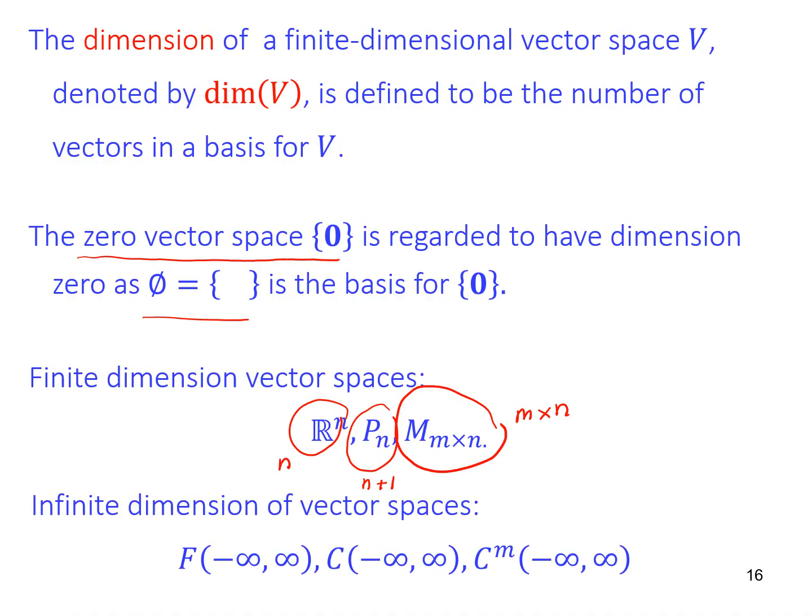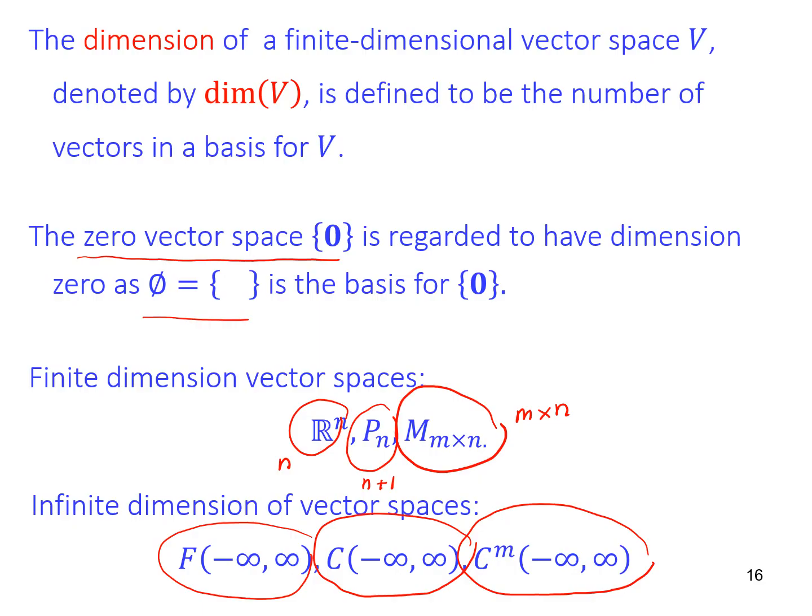We also have infinite dimensional vector spaces, as given by these three examples. The first example is the collection of all real valued functions from negative infinity to infinity. The second example is all continuous real valued functions. And the third example is the collection of all functions whose m-th derivative is also continuous.